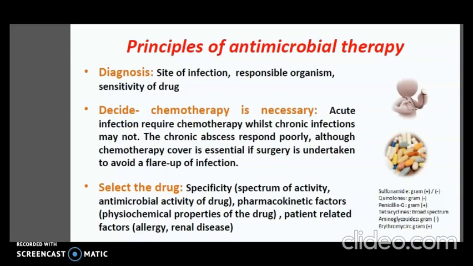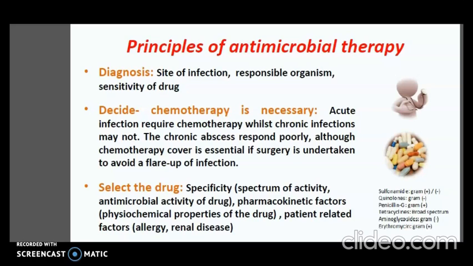And the first step is diagnosis, which includes the identification of the site of infection, the responsible organism, and the sensitivity to the drug. The second step is to decide whether chemotherapy is necessary or not. Acute infections require chemotherapy, whereas chronic infections may not. Chronic abscesses respond poorly, although chemotherapy cover is essential if surgery is undertaken to avoid a flare-up of infection.